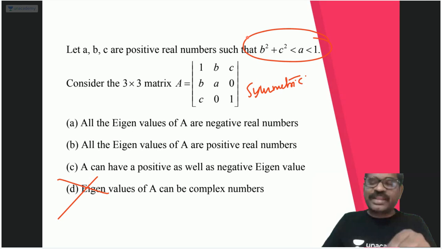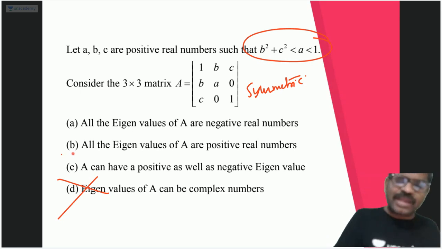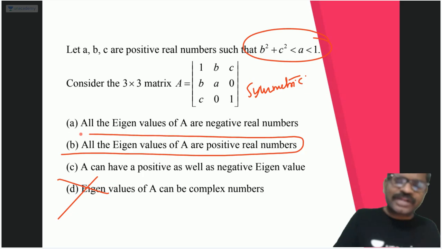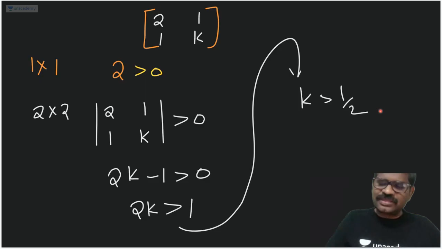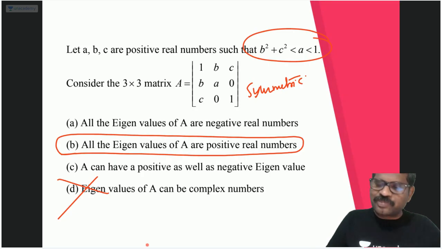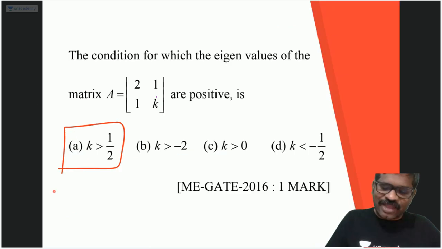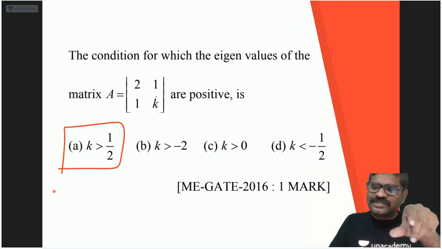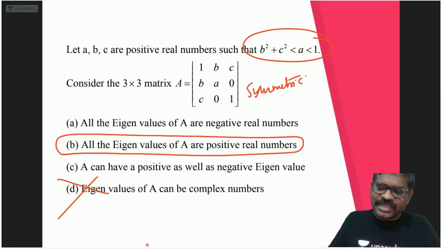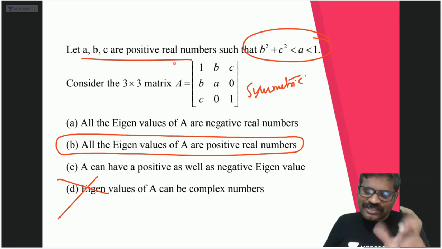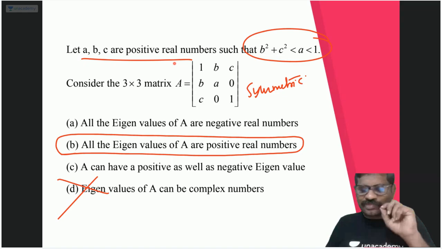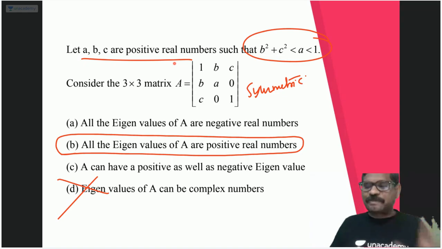Matrix is symmetric. Therefore, eigenvalues of A are positive and real. Second option is correct. This problem and the previous problem are both designed on the same logic. Here they have given numericals, that's why you solved it very easily. But here A, B, C are given, positive real numbers. To analyze this concept it consumes time, but both the problems are designed on the same property. Understood?